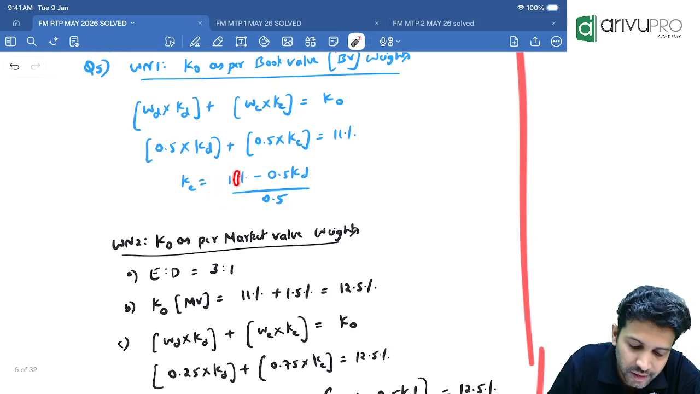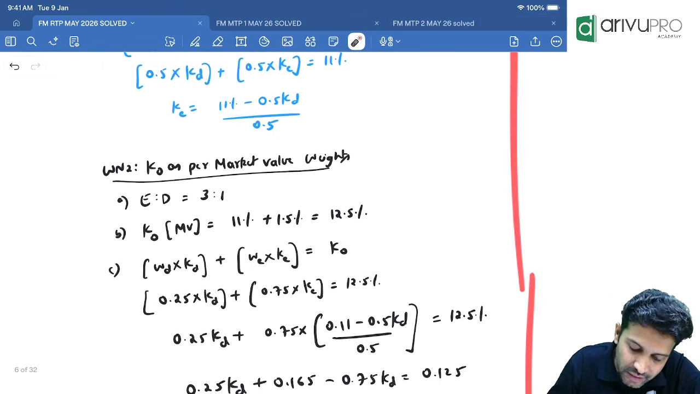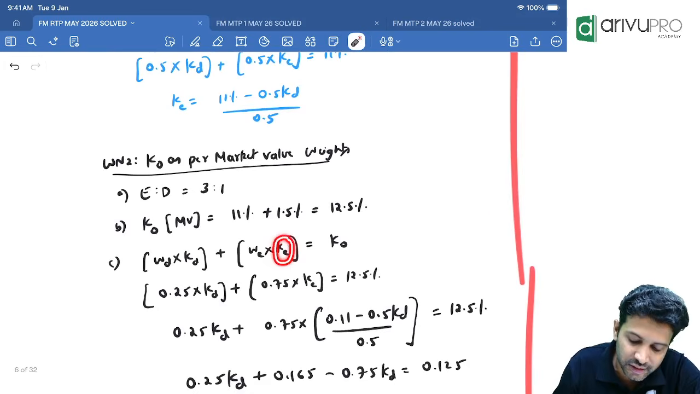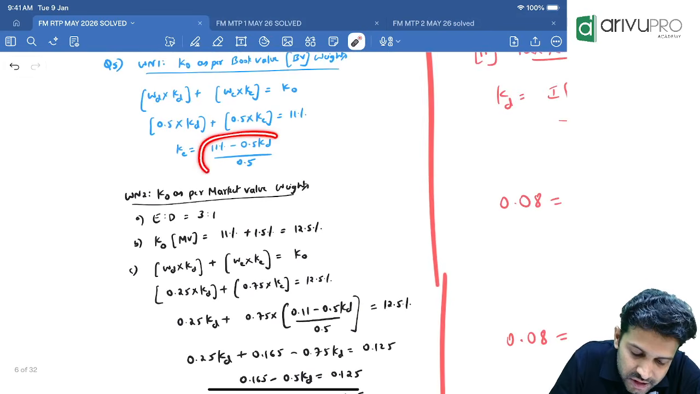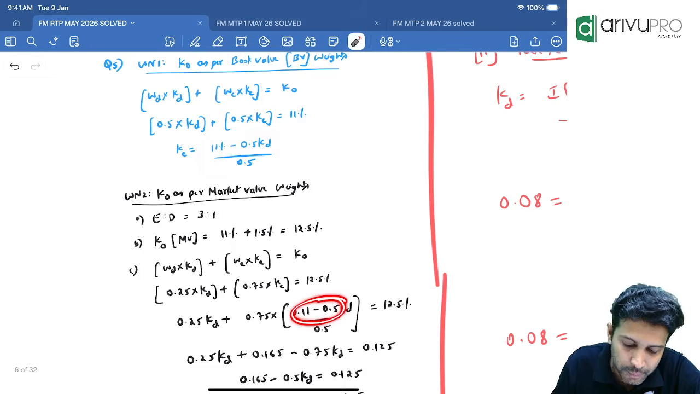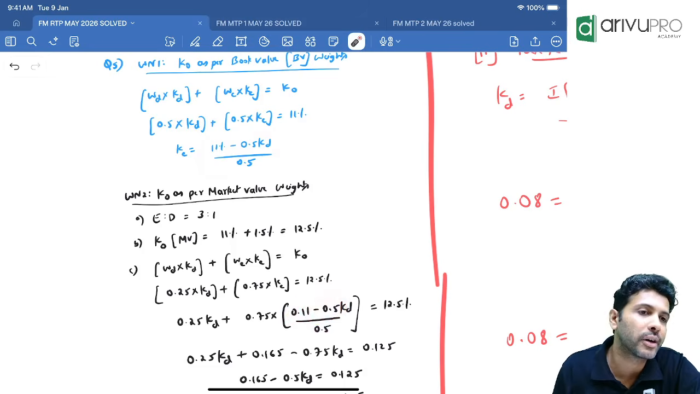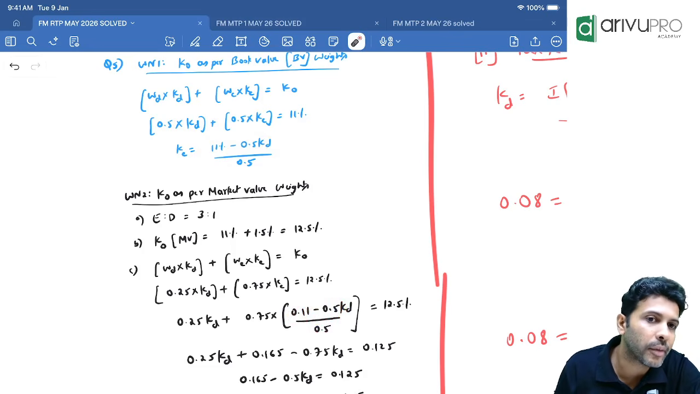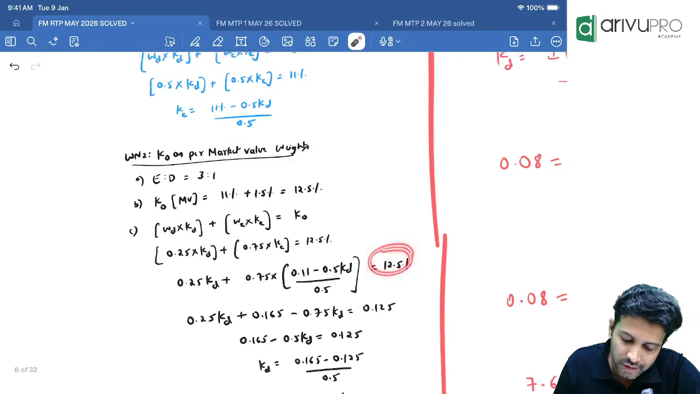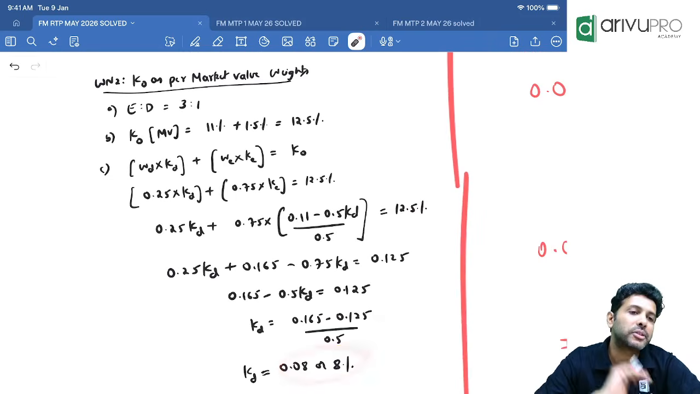11%, or you can just write 11. 11 minus 0.5 KD divided by 0.5. Wherever K is there, instead of K, I'll substitute this particular number, 11. 11% is 0.11. Minus 0.5 KD divided by 0.5. Understood? Everybody good? Now solve this equation and you will get KD as 8%.